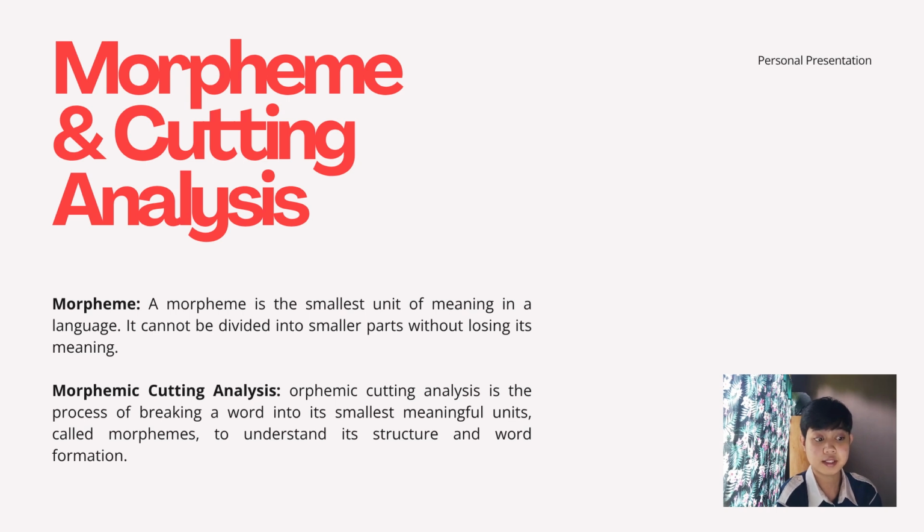And morphemic cutting analysis is the process of breaking a word into its smallest meaningful units, called morphemes, to understand its structure and word formation. This analysis helps us understand how words are formed and how meaning is constructed through different morphological processes.